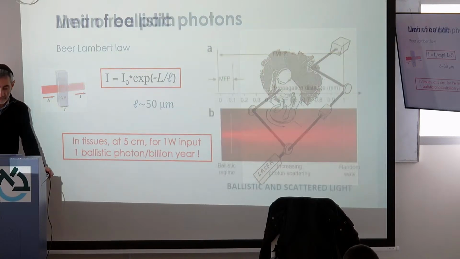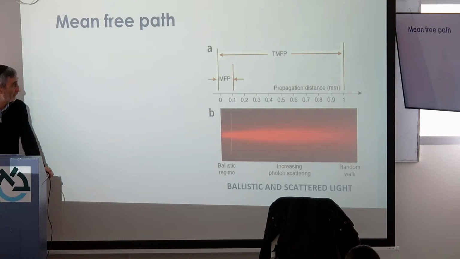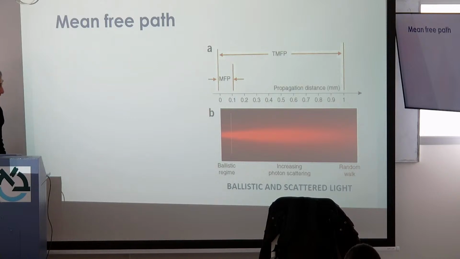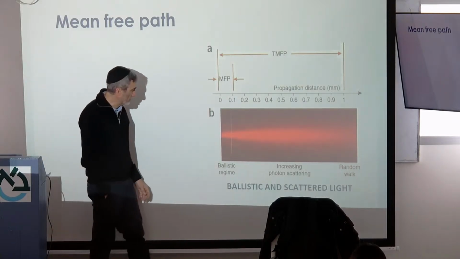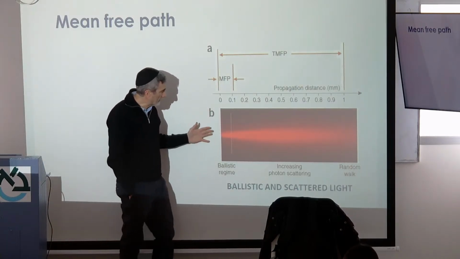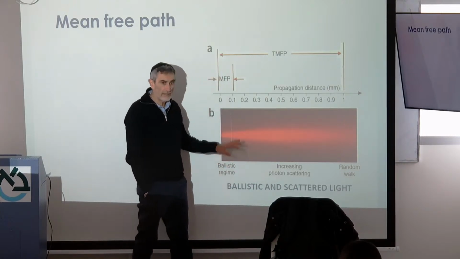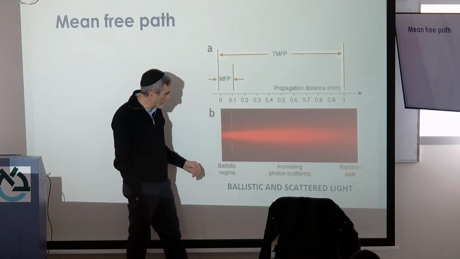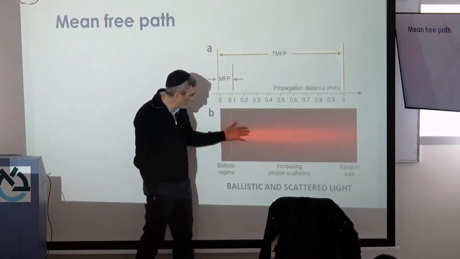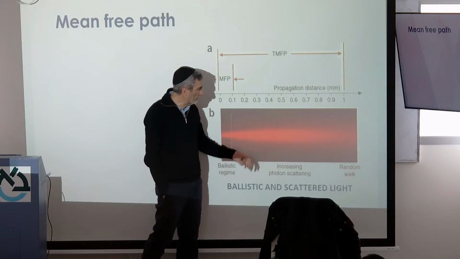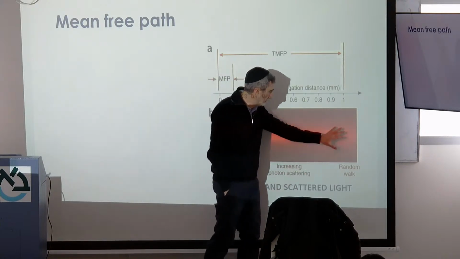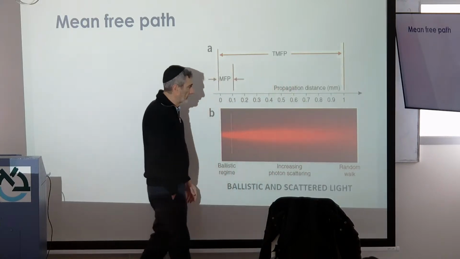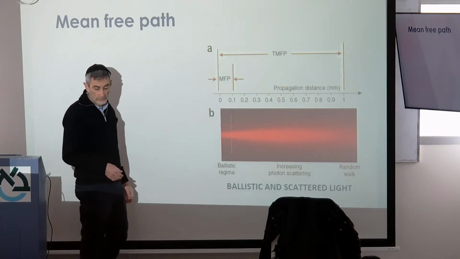Just to review something we discussed many times: the scattering mean free path and the transport mean free path. That's a very nice illustration, by the way. You look at light going through a scattering medium, like the Eiffel Tower. You have the ballistic regime at the beginning, and then as the scattering increases, the light is more and more diffuse, and then you reach a point where it's a random walk, the diffusive regime.